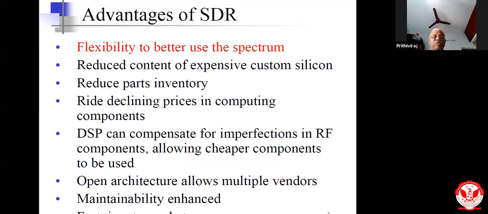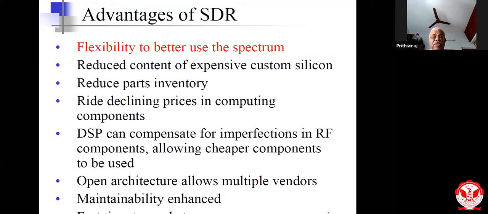So the fifth point which I'm trying to put across is digital signal processing. A very important point for all our students and scholars to note is DSP can compensate for imperfections in RF components, allowing cheaper components to be used. This is very important because we are replacing a lot of that hardware, whether it is in the antenna structure or in the filter structure or whatever it is. With the help of DSP, we are able to compensate for those imperfections, and we are able to come out with ultimately what it is that we are trying to program. Those perfect waveforms, which is one.